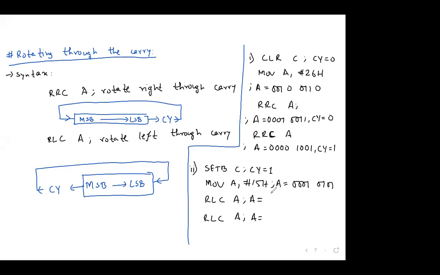Oh, it's 0, 0, 1, 0. 0, 0, 1, 0. 1, 0, 1, 0. 1, 0 then? Sir, 1, 0, 1, 1, 1, I guess. Of course, 1, 1. The value of carry will come to the LSB. The carry is 1, right? Yes. And what will be the value of carry? So carry will be 0. Exactly, 0. Okay, the last one.